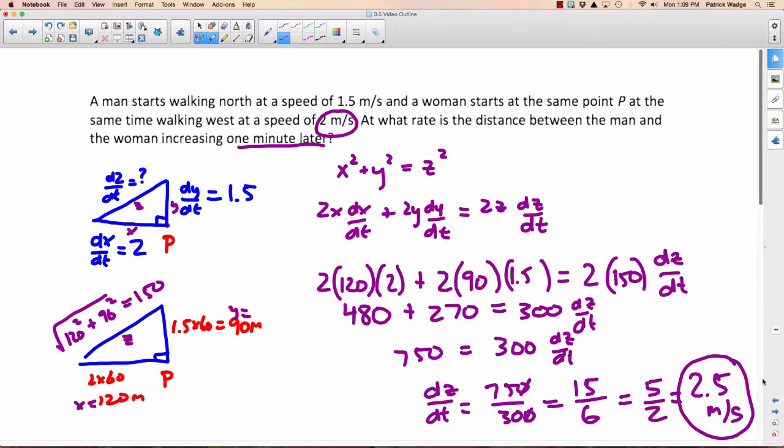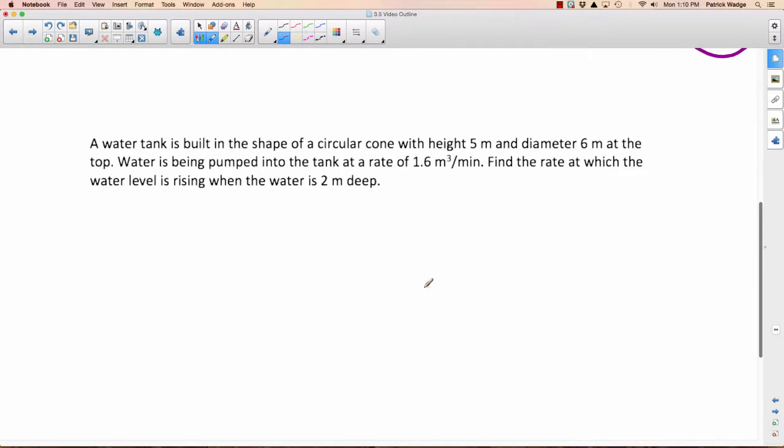Finished. So again, what's this saying? This is saying that after 1 minute, after this person started walking in this direction and this person started walking in this direction, 1 minute later, the rate at which they were moving away from each other was 2.5 meters every second. And this will often be the case where you need to draw this second picture once you get to the substitution step. But don't do it too early. Don't do it until after you've done the derivative. Again, that's probably the number 1 error.